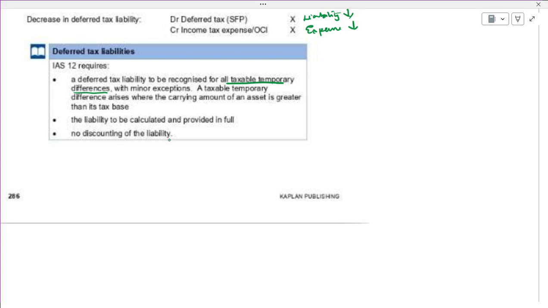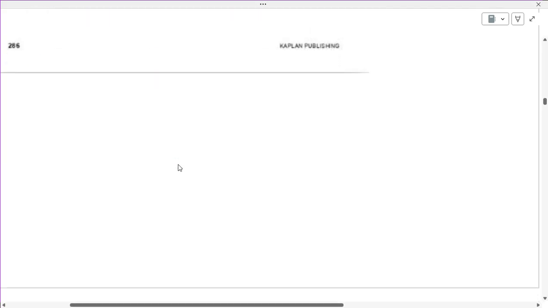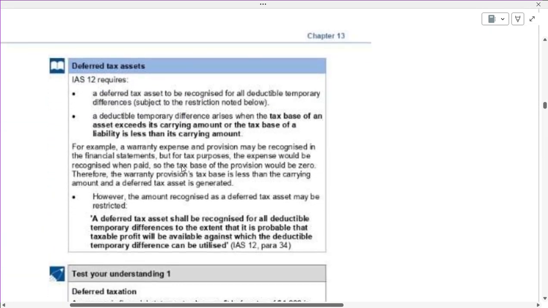A taxable temporary difference is fine. The liability is calculated and provided in full. No discounting on the liability. They are just giving you some more explanation.